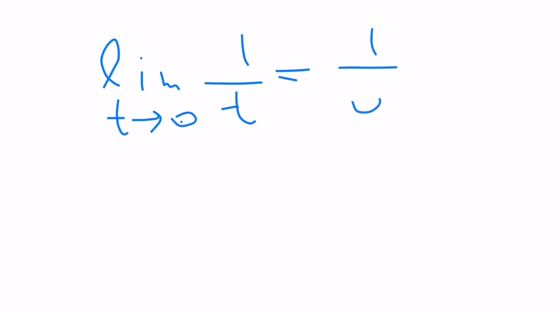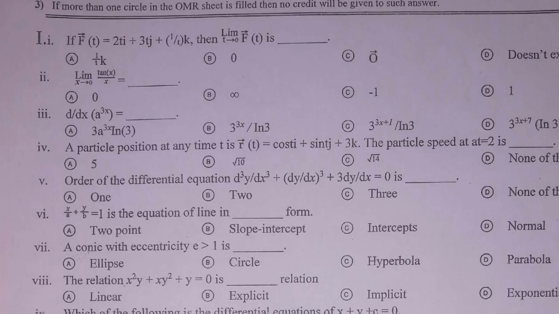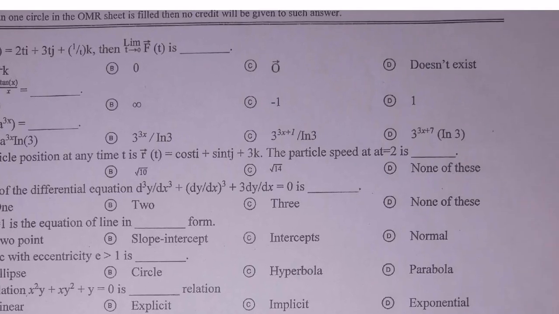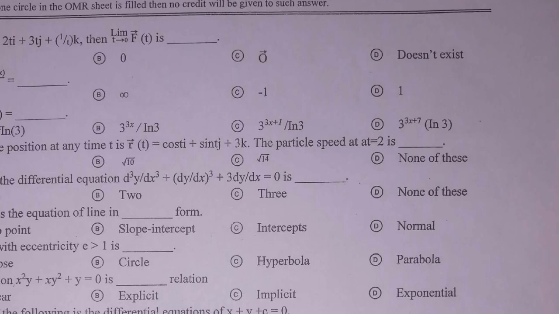limit t tends to 0, 1 over t is equal to 1 over 0. 1 over 0 is not defined or infinity. So the option is D, does not exist. Limit does not exist.